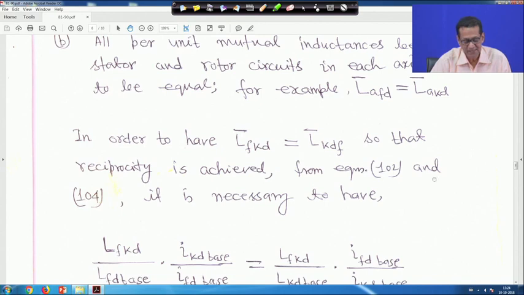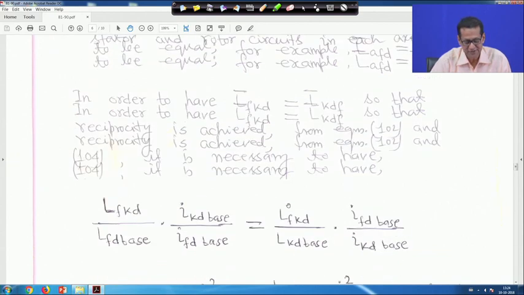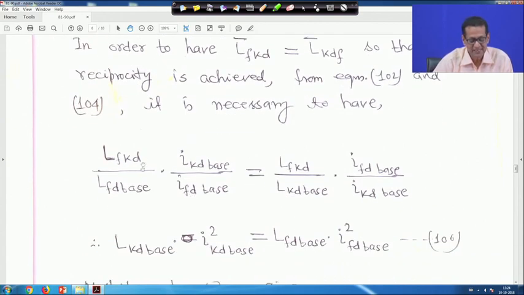From equations 102 and 104, it is necessary to have this relationship: LFKD upon LFD base into IKD base upon IFD base is equal to LFKD upon LKD base into IFD base upon IKD base. Just equation 102 and equation 104. If you do so, because this condition has to be met, otherwise it cannot be reciprocal, right.